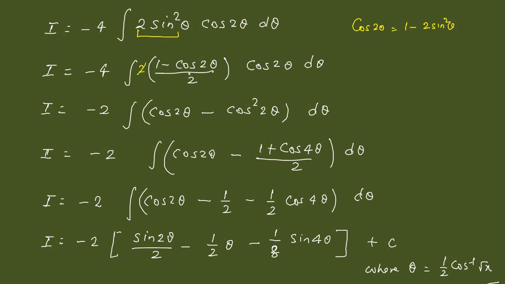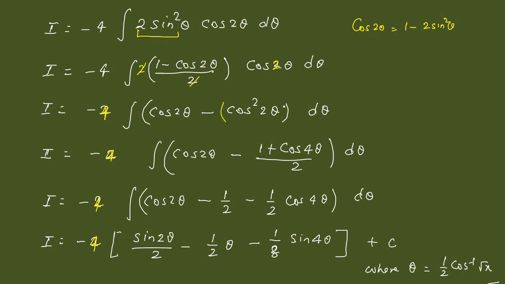So this 2 will get cancelled, and this is actually negative 4. This is again negative 4, this is again negative 4, and this is again negative 4. Okay, so this will become 1 minus cosine 2 theta times cosine 2 theta, and after multiplying it we will get cosine 2 theta minus cosine square 2 theta.